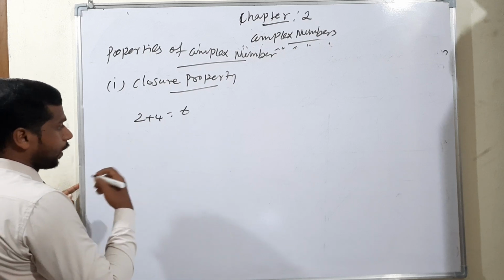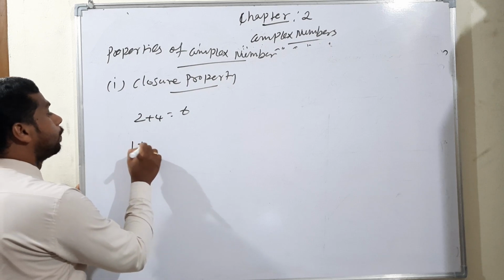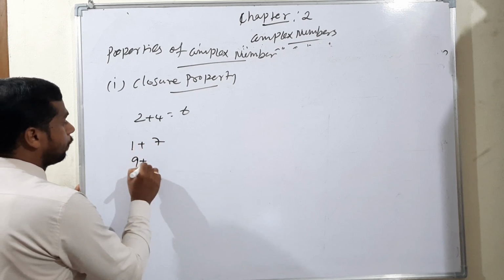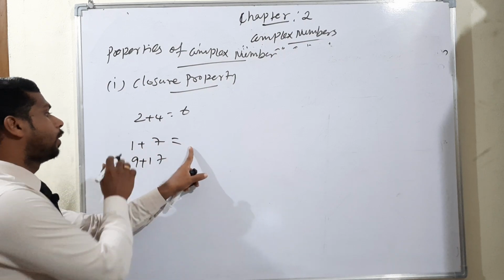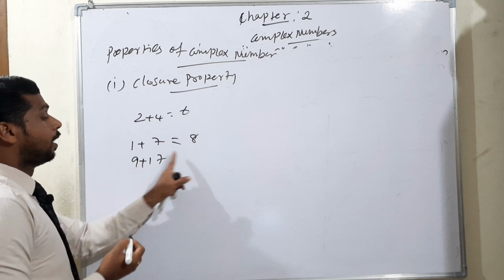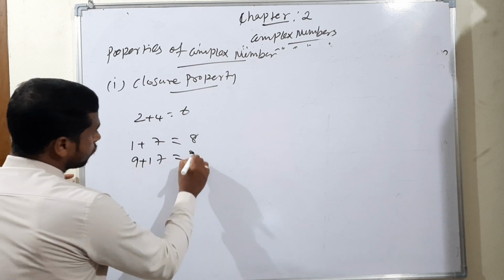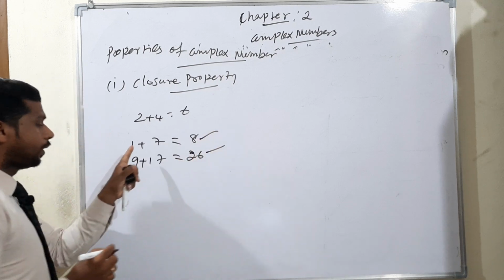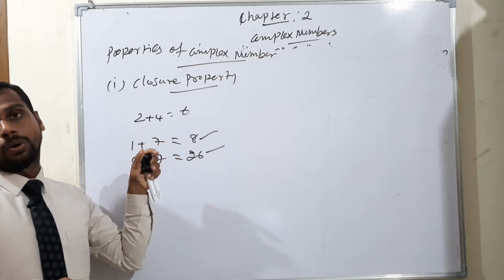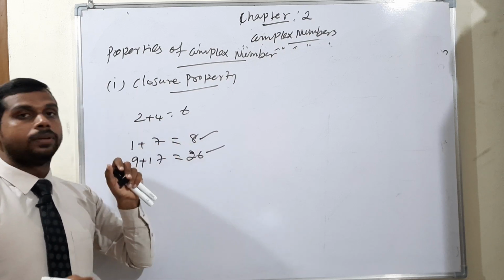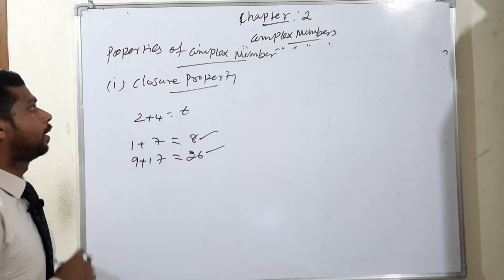In case you consider two odd numbers as input, what will happen? Okay, 1 plus 7, then 9 plus 17. So these are odd numbers, but look at what output will come. 1 plus 7 means 8, and 19 plus 17, definitely 36 will come, isn't it? So the input is odd numbers, but the output is even. That is non-closure property. That is the difference between closure and non-closure. Okay, one of the important.